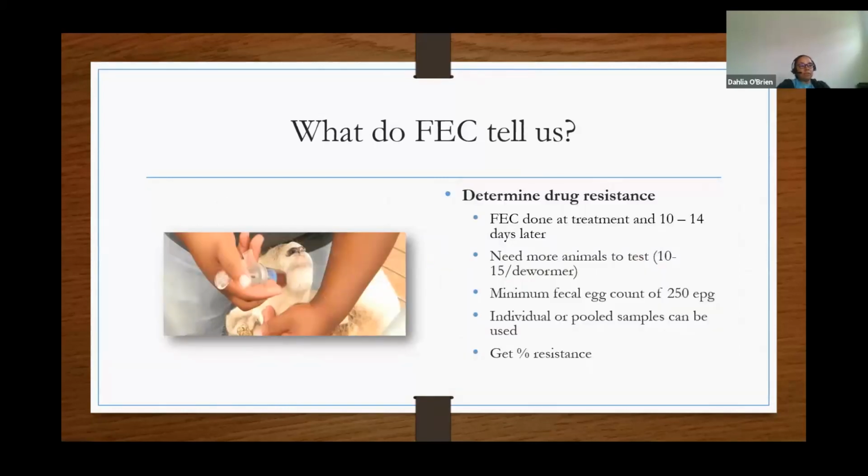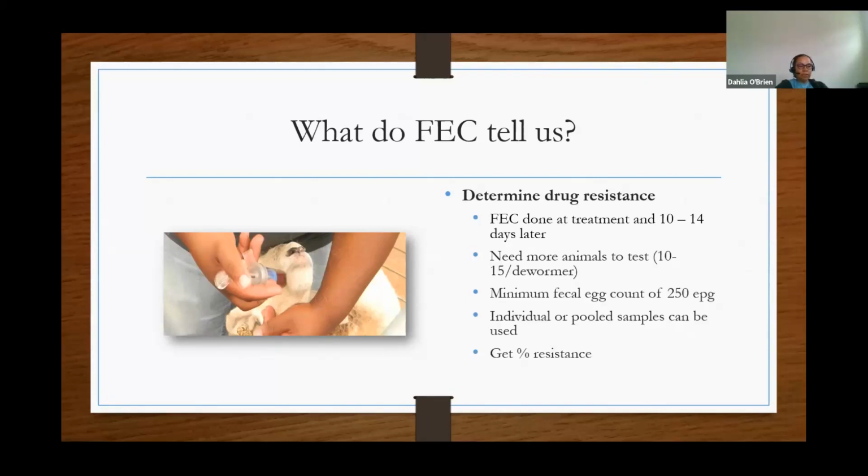It's also a great tool to determine drug resistance. If you are unsure of how effective the current drug that you're using is, then you could do what's known as a fecal egg count reduction test. This simply requires you doing a fecal egg count prior to treatment, treating the animals, and then taking a sample 10 to 14 days after.